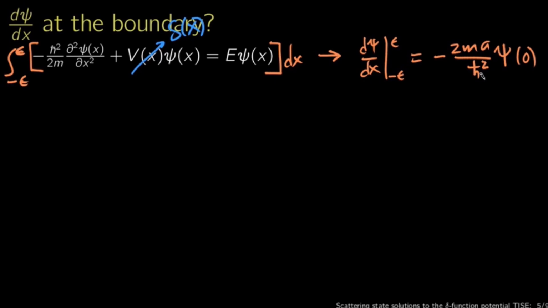So this is our boundary condition here, appropriate for use with delta function potentials. This tells us about the behavior of the first derivative of psi as we cross the boundary. So we're going to need to know what our first derivatives actually are.